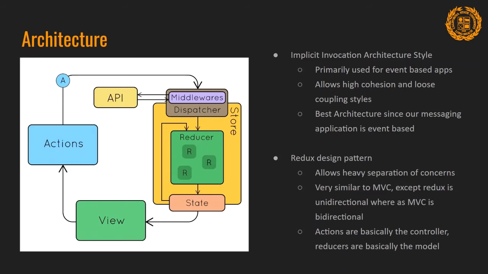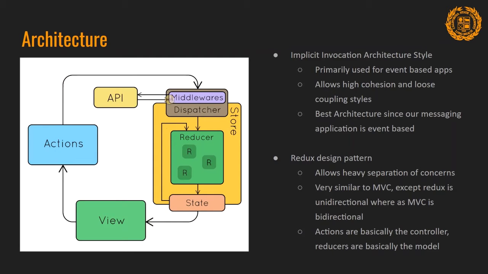Here's the architecture that we use for our application. We use implicit invocation. It's primarily used for event-based apps, and because it allows high cohesion and loose coupling styles. And since our application is messaging, and very event based, we figured it's the best architecture to implement. And the design pattern that we're using is a Redux design pattern since we are using those libraries. It's basically a bunch of libraries combined into one architecture, and it allows heavy separation of concerns.